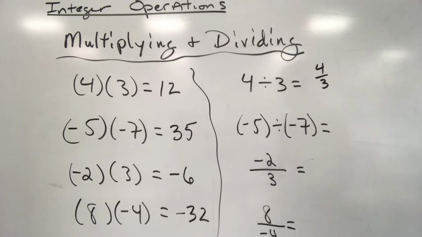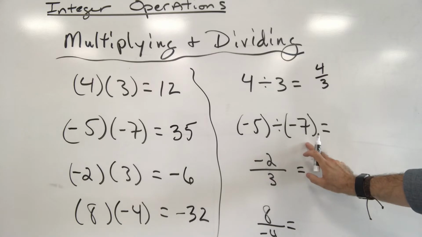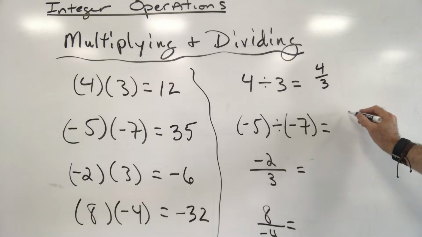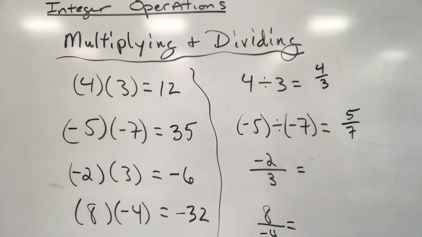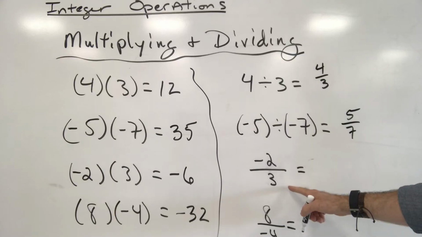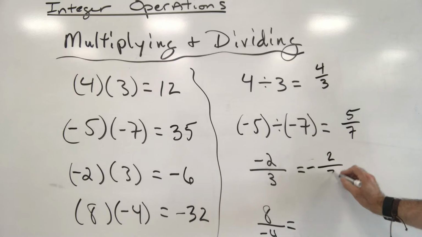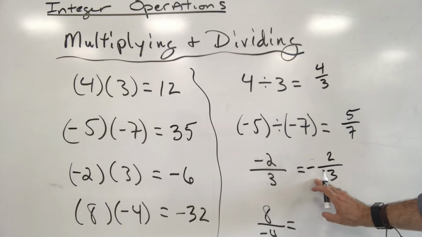That is an exact answer. You can go to a calculator to approximate the decimal. Negative 5 divided by negative 7, these are the same signs, so it's going to result in a positive number. That will result in 5/7. Negative 2 divided by 3, we can leave this as a fraction, and it will be a negative 2/3. The whole thing is negative because it's negative divided by positive, so we get a negative answer.